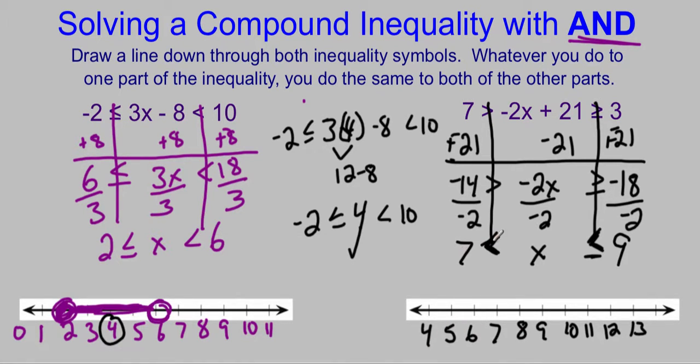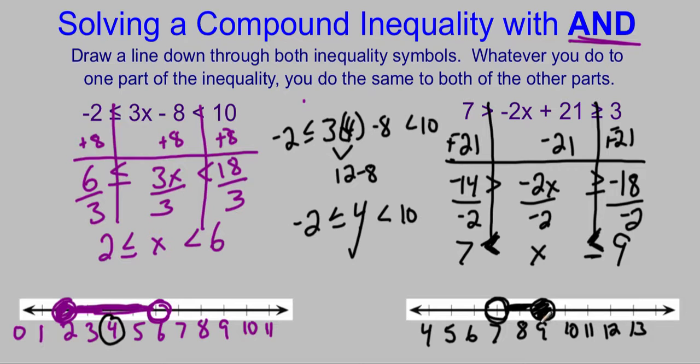At 7, I want an open circle because it's just less than. At 9, I want a closed circle because I want to include the 9. And then I want numbers that would make this true. What are some numbers where 7 is less than my number, but my number is less than or equal to 9? Well, that's going to be all these numbers here around 8.